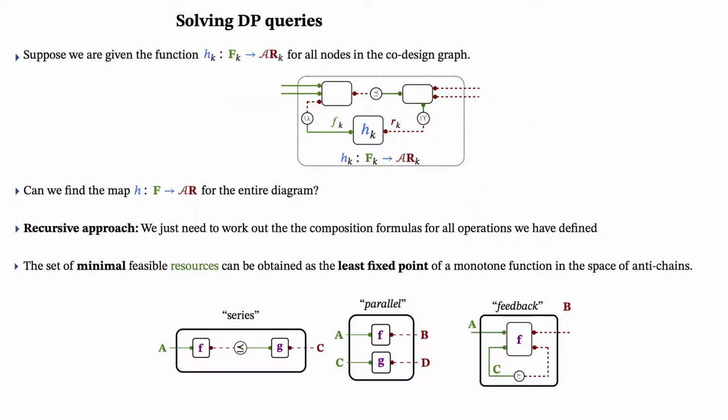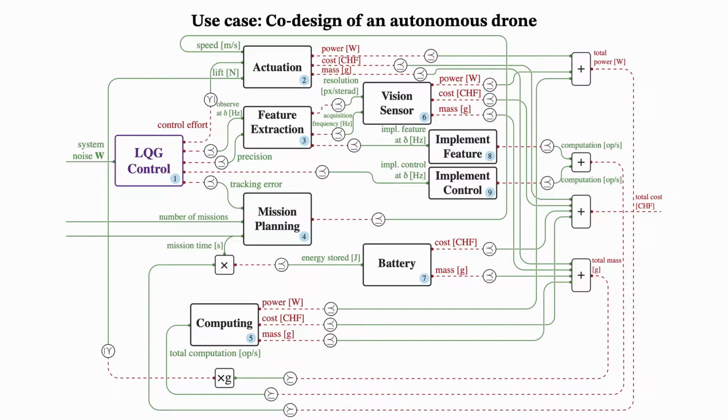Now, given the map H for each design problem composing a bigger co-design problem, we can recursively find a map H for the entire diagram, relying on the different composition operators. The minimal set of resources can be obtained as a least fixed point of a monotone map in the space of anti-chains. The introduced tools are now useful to describe the main result of this work.